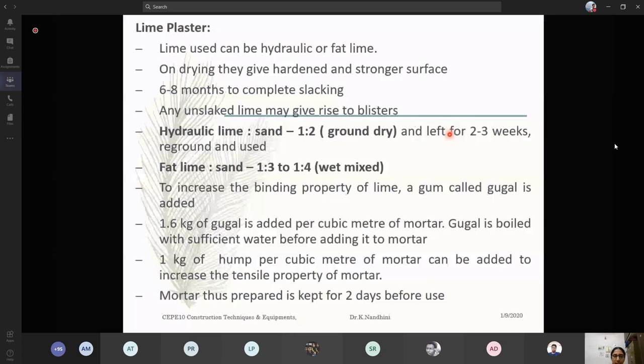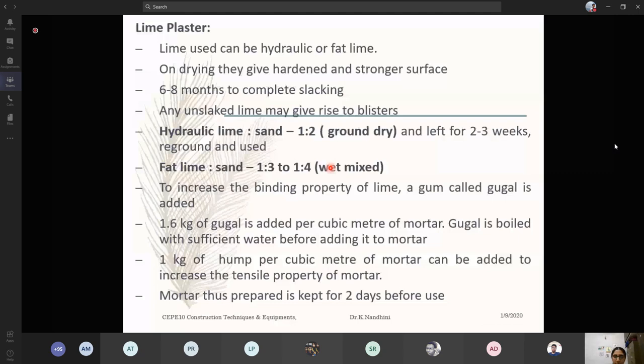Flat lime to sand is 1 part flat lime and 3 parts sand. You have to take the ratio as flat lime 1 and sand 3. For this varying proportion, 1 is to 3 to 1 is to 4, wet mixed condition can be used.